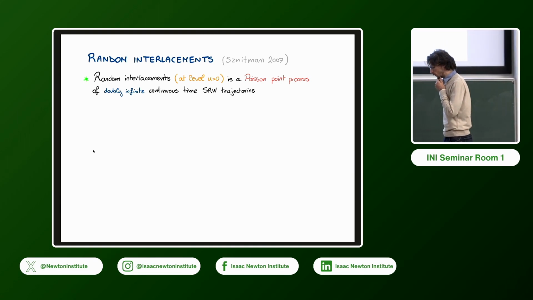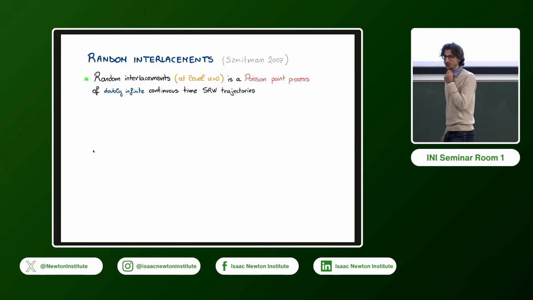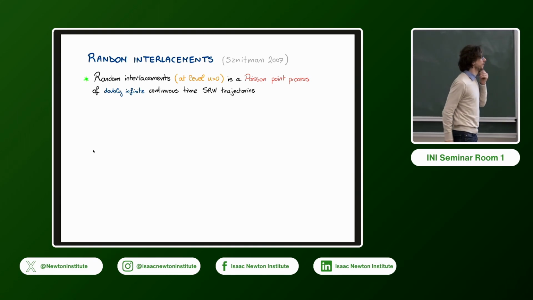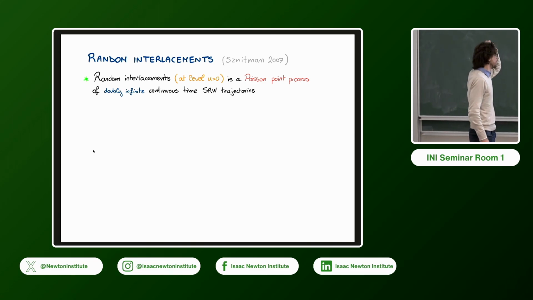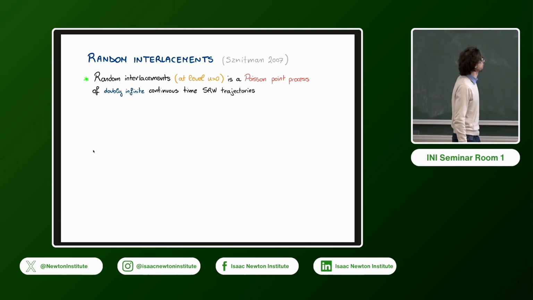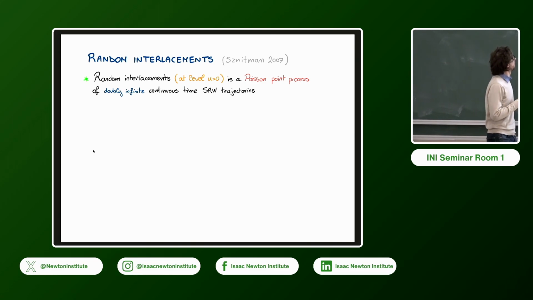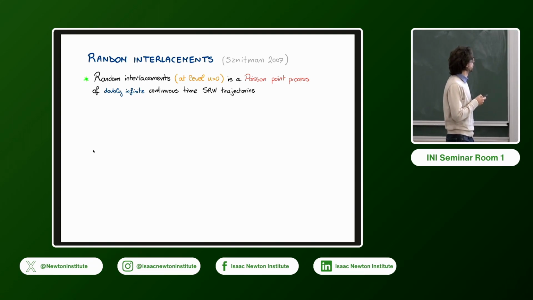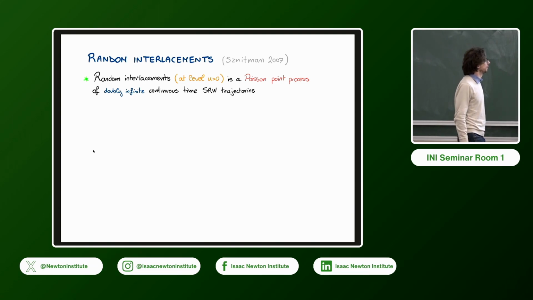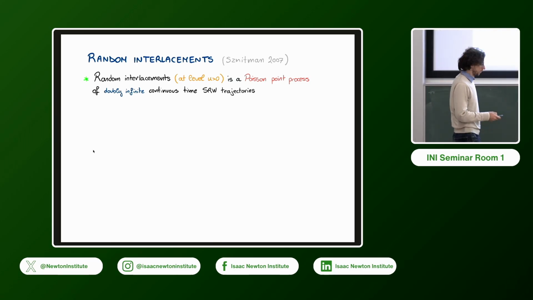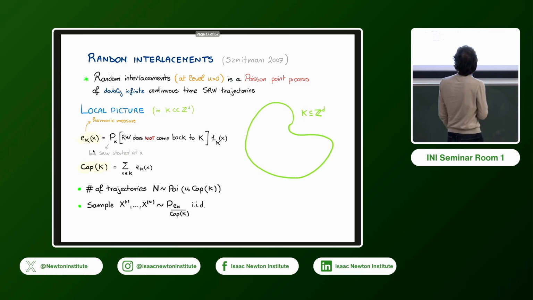We got a mini course about random interlacements, but I think it's still a good idea to go over the definitions once more. I will be quick anyway. So random interlacements at a certain level u: it's a Poisson point process of doubly infinite continuous-time simple random walk trajectories.